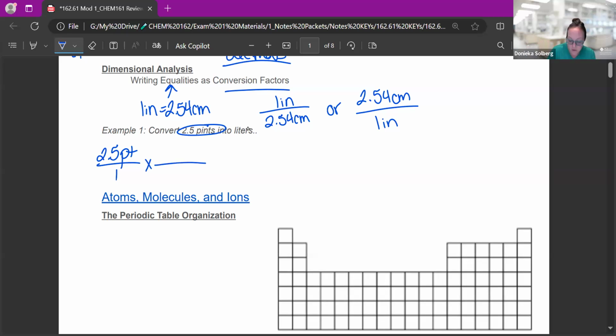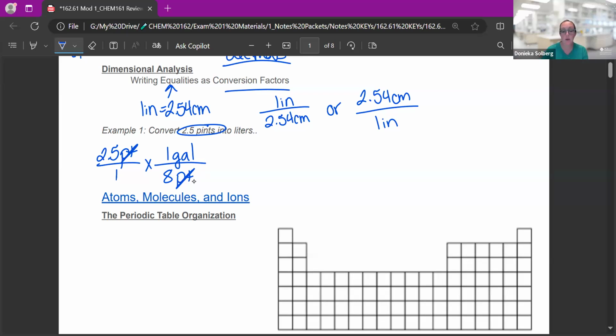Okay. I know that there are 8 pints in 1 gallon. Now, I put it this way because I want my pints to cancel out, right? I have pints on top, so I need pints on bottom in the next conversion factor so that when I multiply everything out, this unit and this unit cancel out and I would end up in gallons.